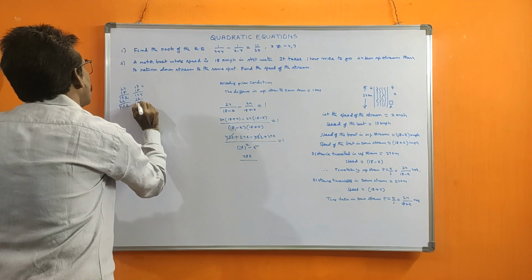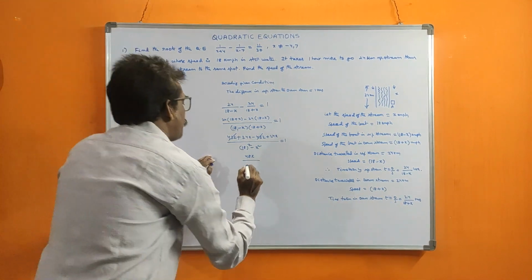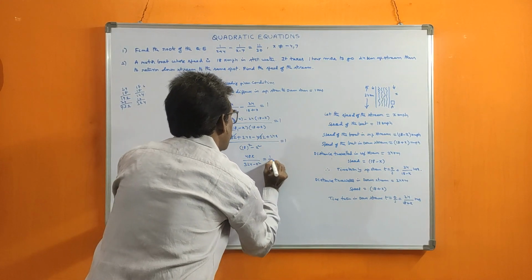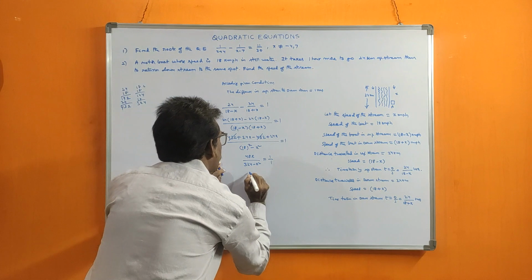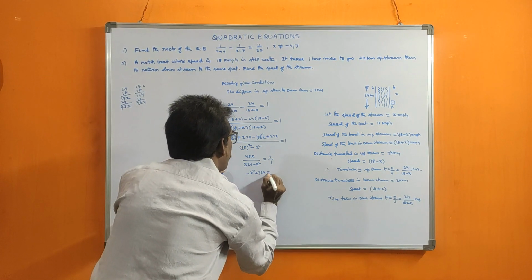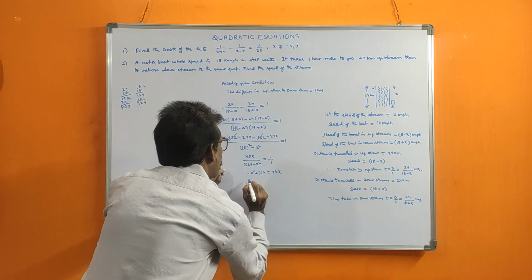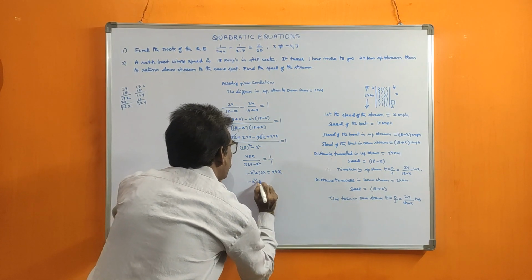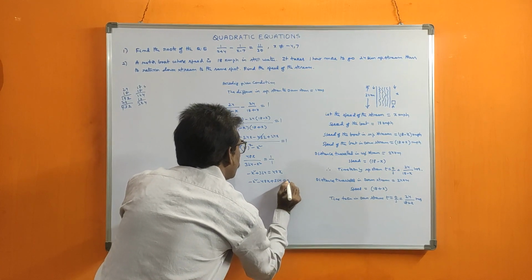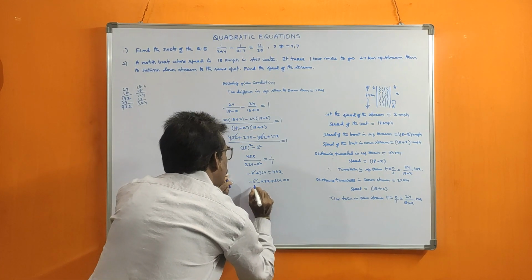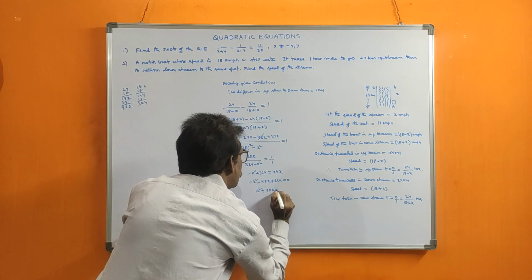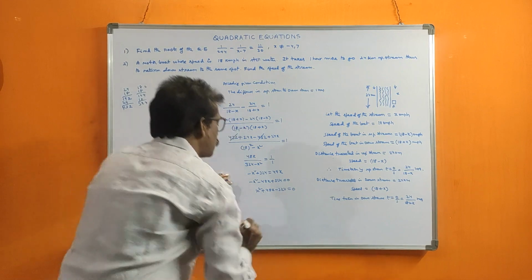So this is 324 minus x square, and this is 1 only, so by cross multiplication, minus x square plus 324 is equal to 48x. So minus x square comes to this side, minus 48x, and 324 is equal to 0. We don't want minus, so you can change the signs. So x square plus 48x minus 324 is equal to 0.